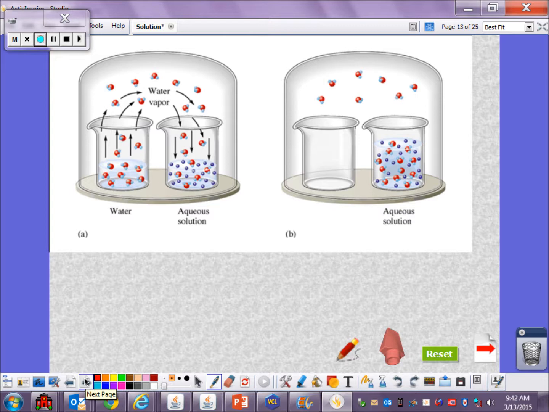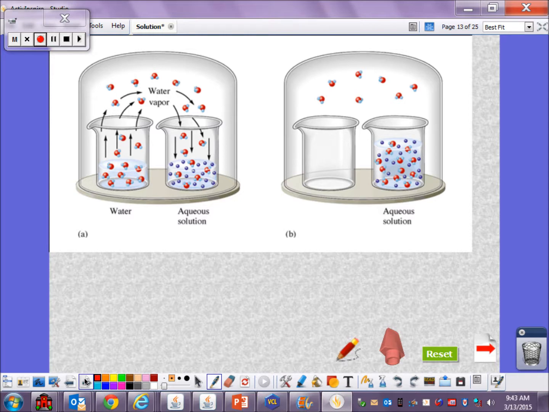Alright, next. What I need you to see here pretty much has to do with the vapor pressure we already discussed last time. If you have just water and you have a solution, the particles in pure water have a tendency to escape more easily and form a higher vapor pressure than the particles in the solution. We will discuss this more when we discuss colligative properties in part 2 of that video.